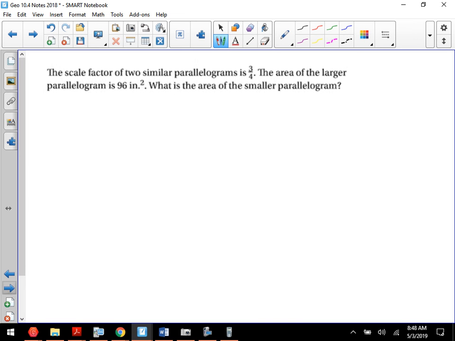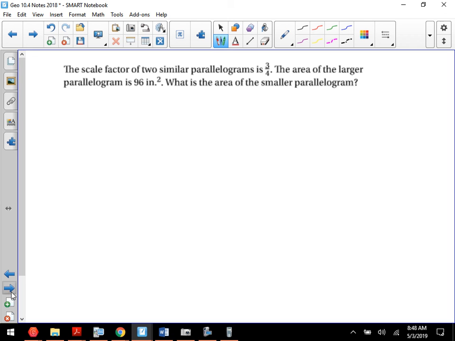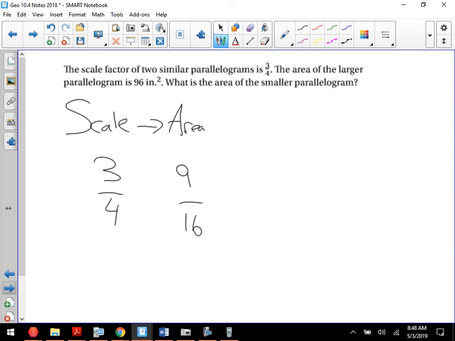All right. The scale factor of 2 parallelograms is 3/4. Small, large, obviously. The area of a large parallelogram is 96 something squared. Well, if my scale factor is 3/4, what do I do to that to get the area? Square it. So 3/4 squared is 9/16. Again, small to large.